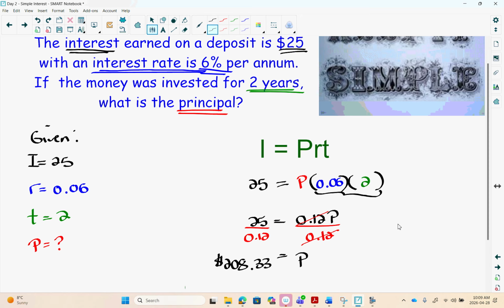And understand that the 208.33 represents the amount of money that this person would have to invest for 2 years at 6% in order to get or earn $25 in interest. Fair?